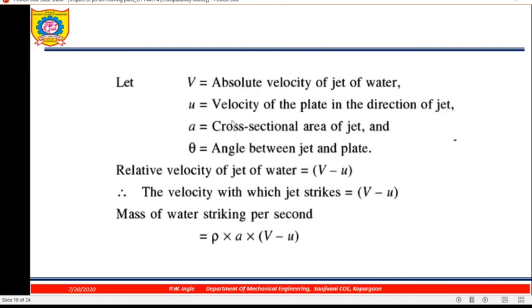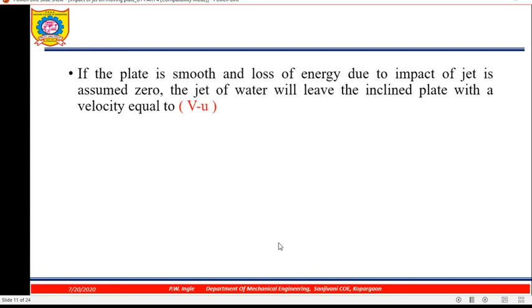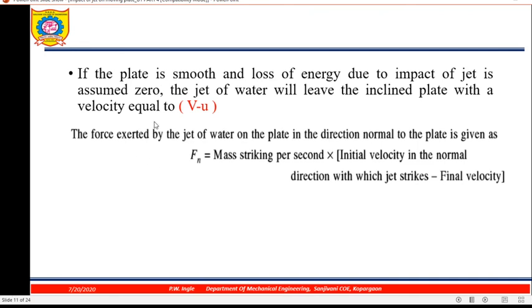Let v be the absolute velocity of jet of water, u be the velocity of plate in the direction of jet, A be the cross-sectional area of jet, and theta be the angle between the jet and plate. So the relative velocity of jet of water is v minus u. So the velocity with which the jet strikes is nothing but v minus u. Therefore the mass of water striking per second is rho A (v minus u). If the plate is smooth, the velocity at outlet is also v minus u.